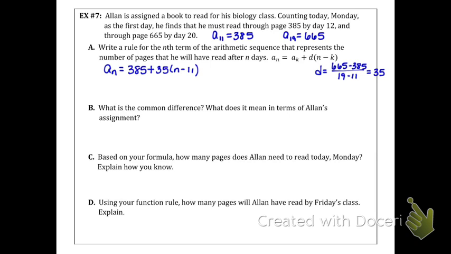B says, what is the common difference? What does this mean for his assignment? Well, we already found that. So our common difference was 35. And this means that Alan must read 35 pages per day in order to complete the assignment.